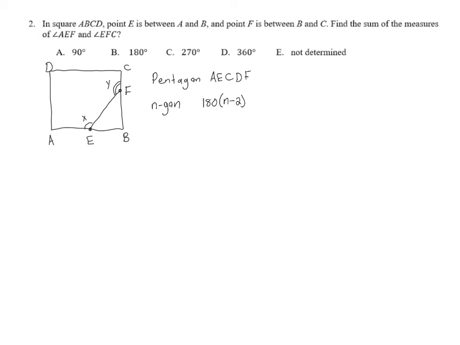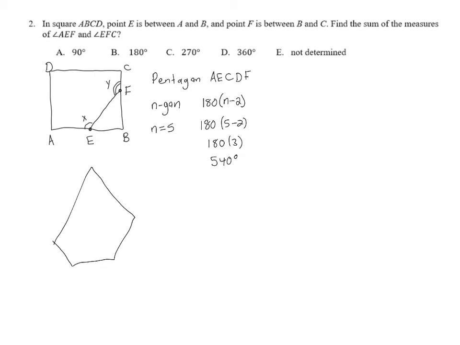In this case, when n equals 5, that's going to be 180 times 5 minus 2, which is 180 times 3, which is 540 degrees. So this formula tells us that the sum of the angles of that pentagon will be 540 degrees. If you don't know the formula, you can actually derive it pretty easily.